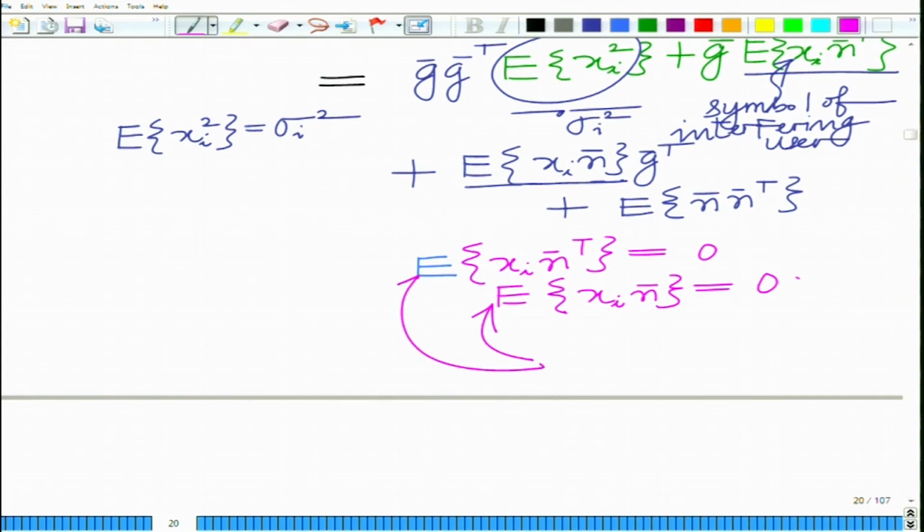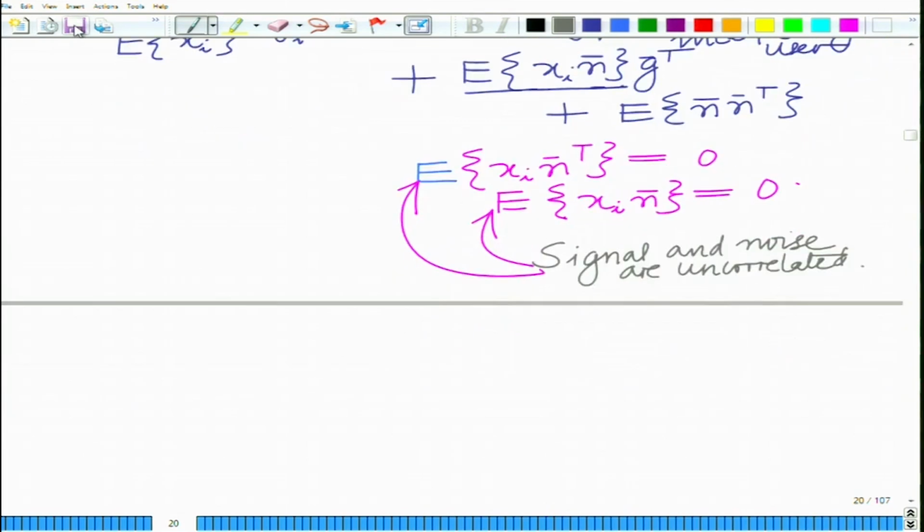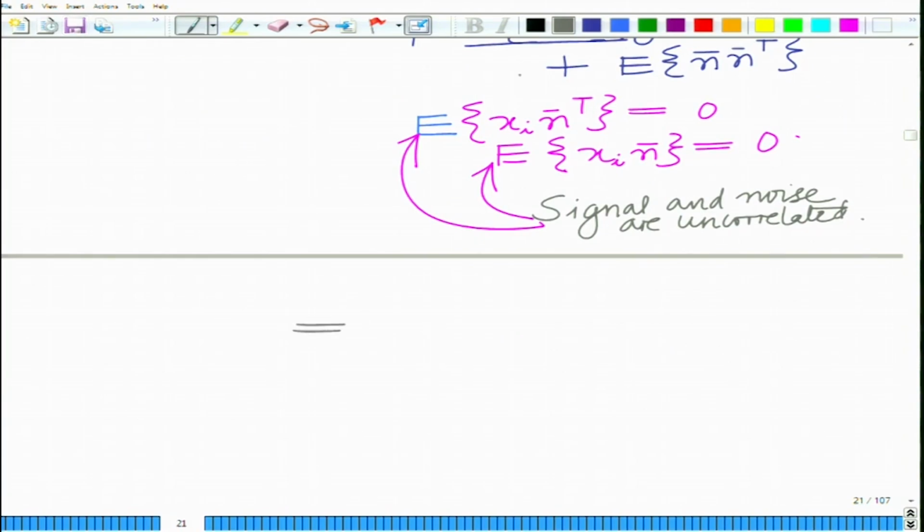Both these quantities are 0, and the reason is the same, because signal and noise are independent. In fact, what we need is simply that signal and noise are uncorrelated. Typically that is what you have, and therefore you will have sigma I square G bar G bar transpose, and for the noise covariance, this is simply sigma square times the identity matrix, because we have assumed the noise samples of the different antennas to be IID, independent identically distributed. So, the covariance is simply sigma square times identity.